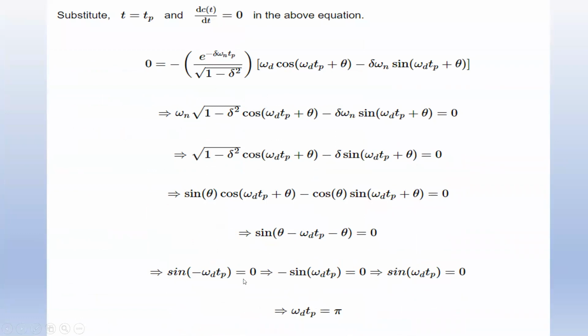Sine of the argument equal to 0 means the argument can be n pi, but we are looking only at the first time the slope becomes 0. That is what we call the peak time. So we substitute n equal to 1, and thereby we get the value of peak time as pi by omega d. This is how we can derive the value of peak time for the second order system.